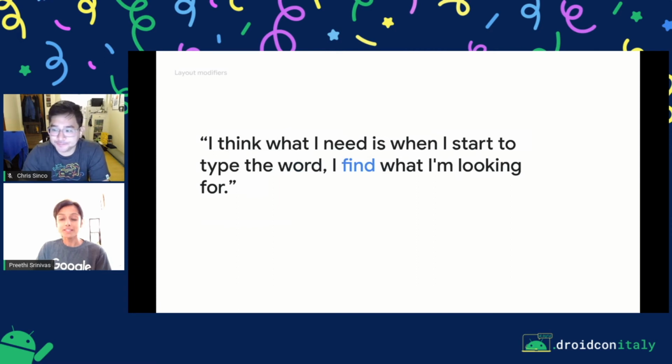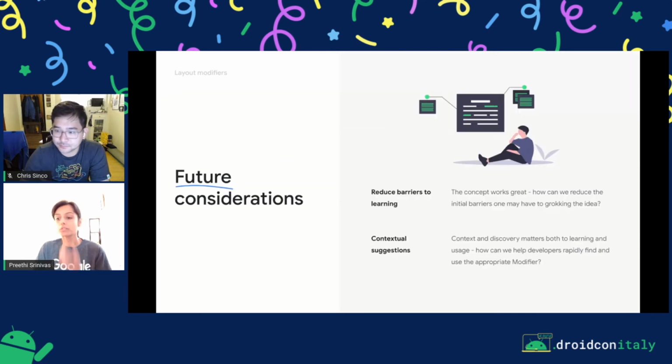So there were indeed some friction points with discovery and knowing which modifier to use, and this is something that our team is actively working to tackle. And that's basically what we are thinking of in terms of future considerations. In addition to those friction points, there are two high-level things that our team is actively considering.